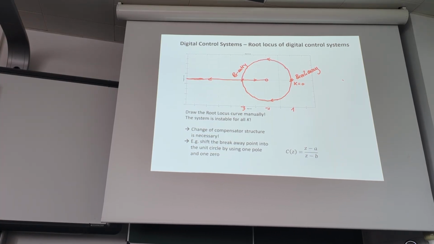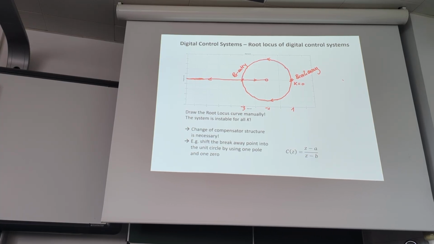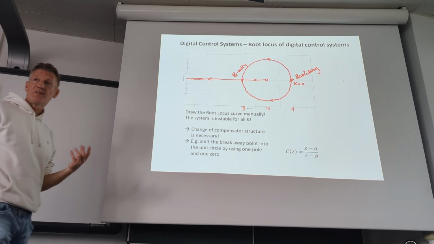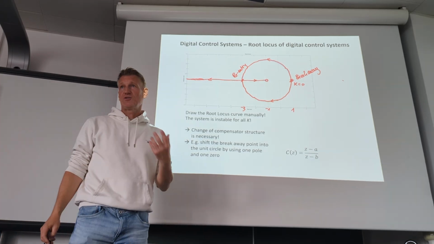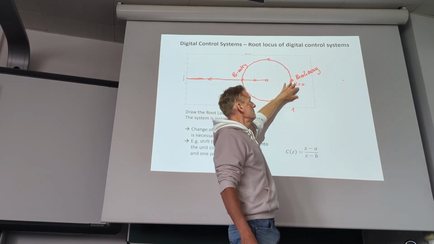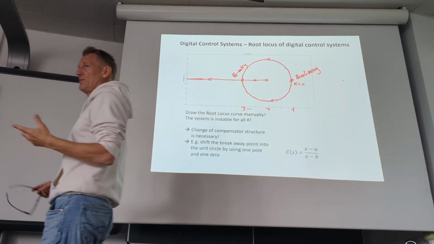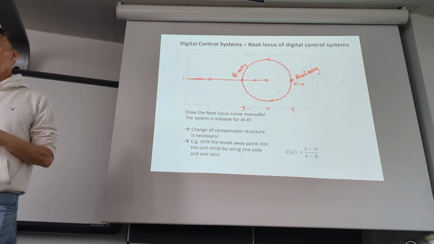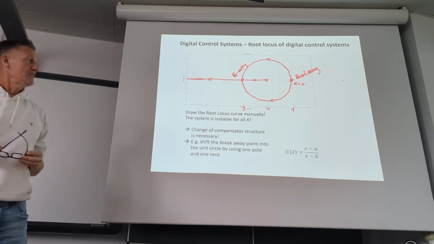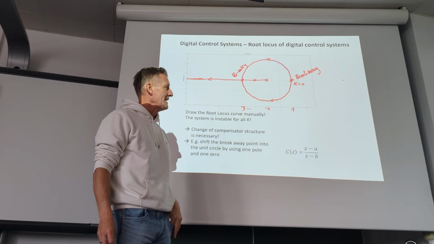So for this specific system, we saw that it is actually impossible to have a stable system behavior with just a proportional controller, because the branches are completely outside the unit circle. With a proportional controller, it was not possible to have a stable system behavior. It will be unstable for any k.